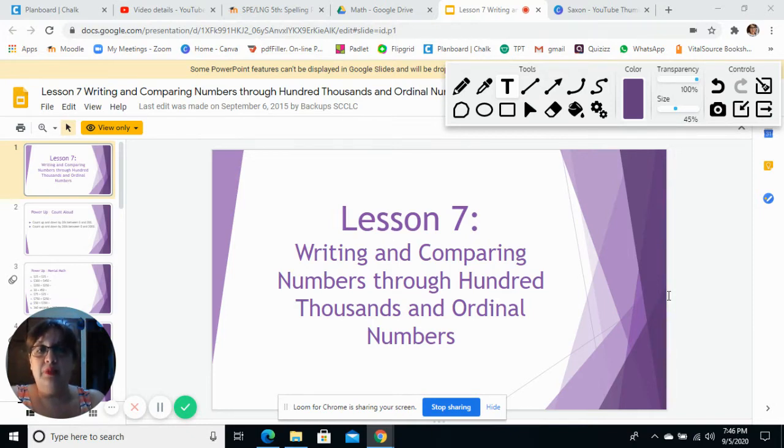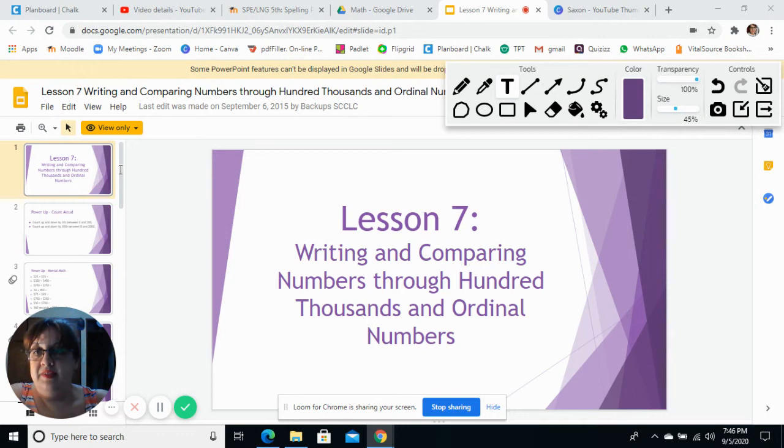Remember, at the top of your paper, you want to write lesson 7 notes, and then you want to follow along in the video. If at any time you need more time to write something down, of course you can pause the video and then just come back and push play when you're ready to continue. All right, let's get started.